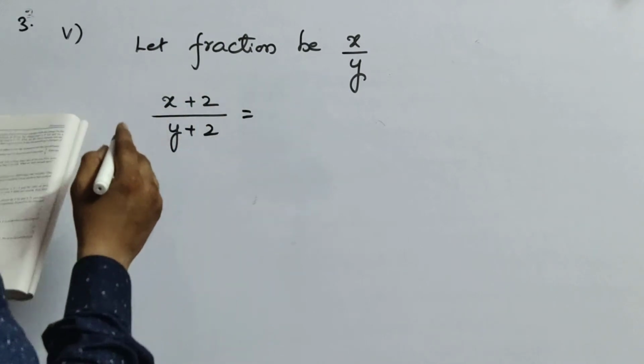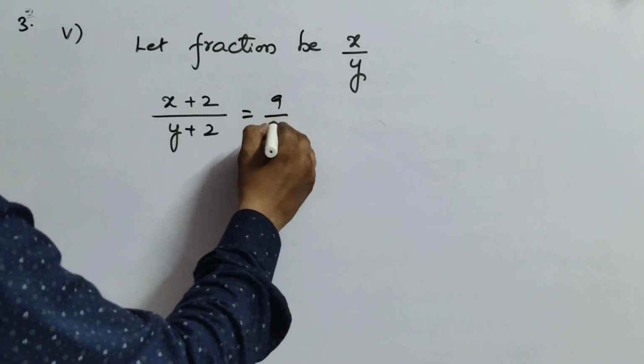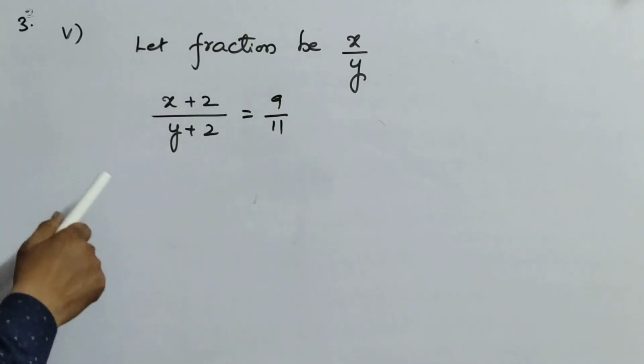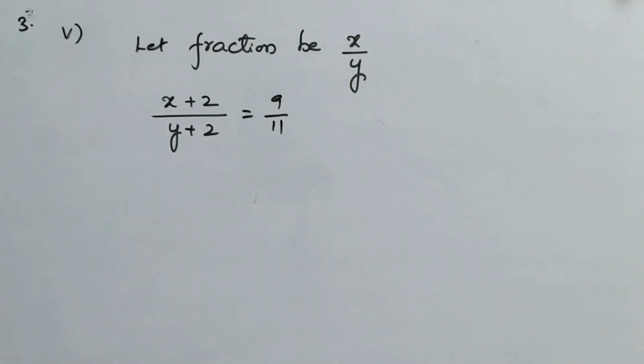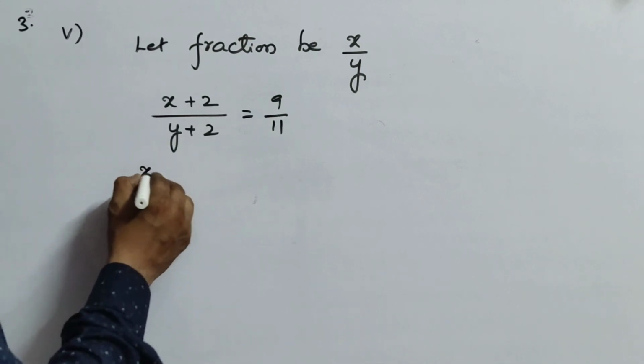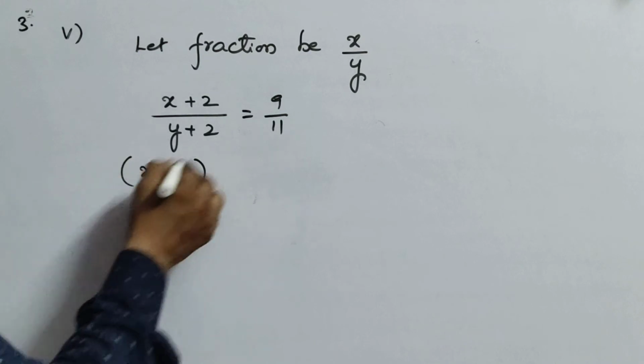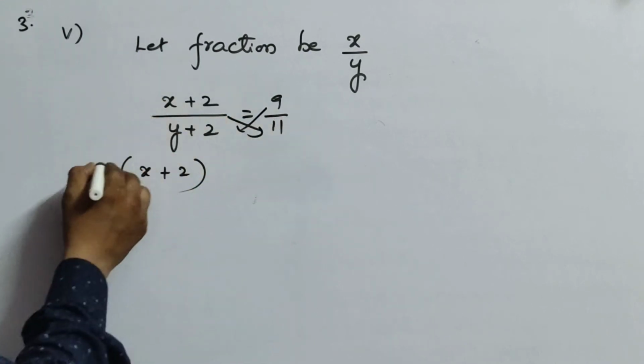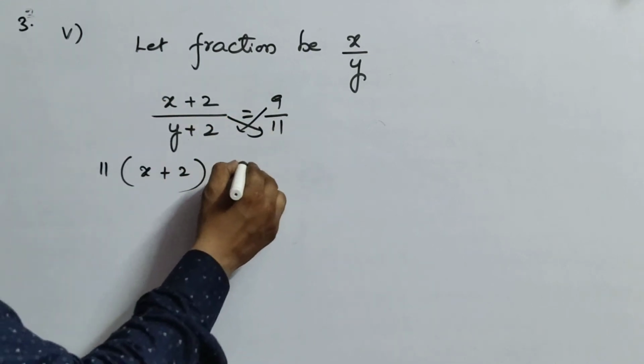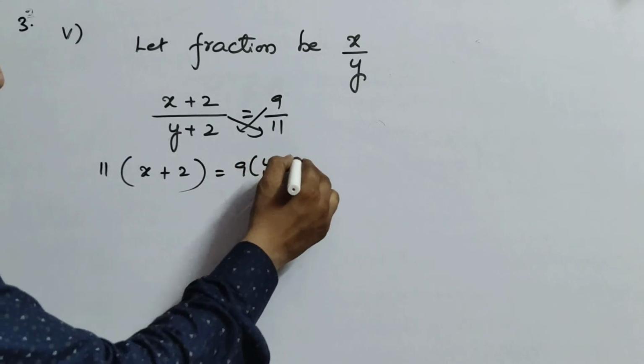Then it becomes how much? 9 by 11. So you cannot simplify if the question is like this. So we have to frame it into an equation. So x plus 2 over y plus 2, cross multiplication: 11 into x plus 2 equals 9 into y plus 2.